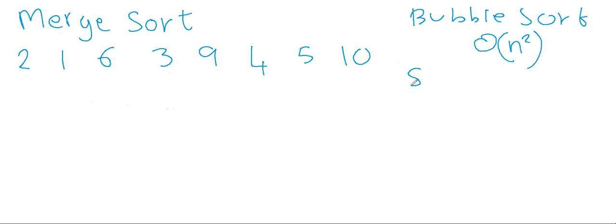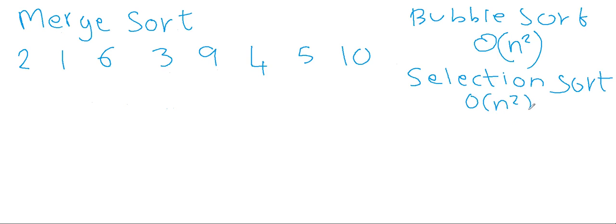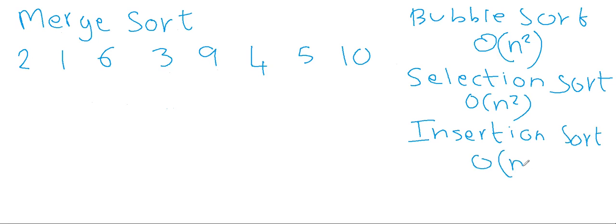Another is selection sort. Again, the time complexity of selection sort is big O of n square, same as the bubble sort. And then there is an insertion sort whose time complexity is again O of n square. So we need some algorithm which is better than O of n square, and that's the merge sort algorithm.